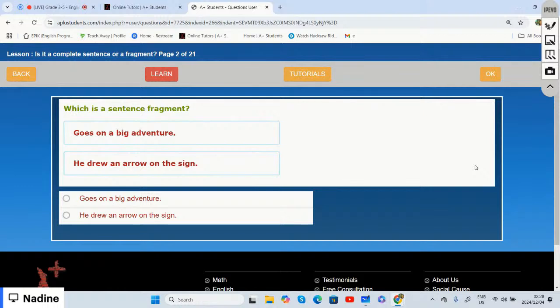All right. The next one says, we need to say which is a sentence fragment. Option one, goes on a big adventure, or option two, he drew an arrow on the sign. So is it option one, goes on a big adventure?